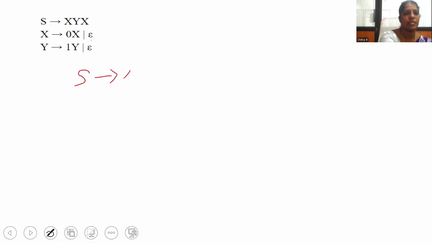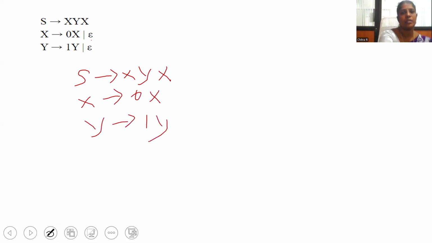For the productions, S tends to XYX, keep that. And X tends to 0X, and Y tends to 1Y. These are the productions without epsilon. First, write all the productions without epsilon.